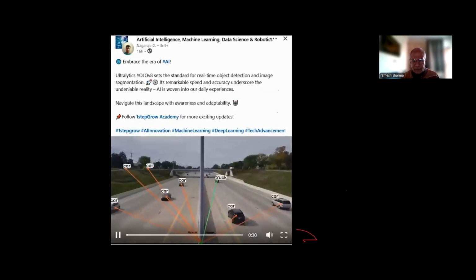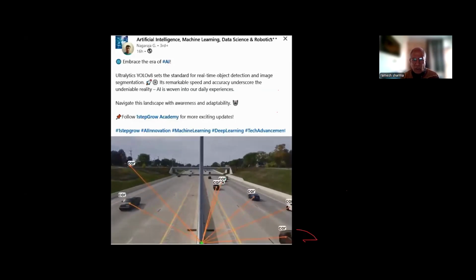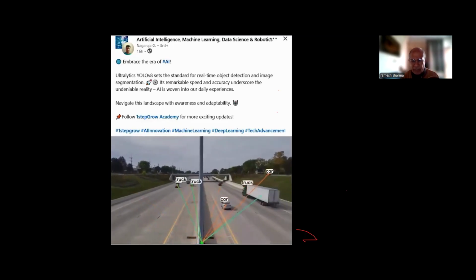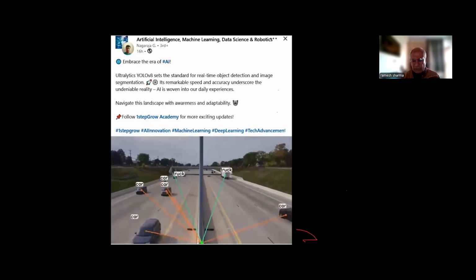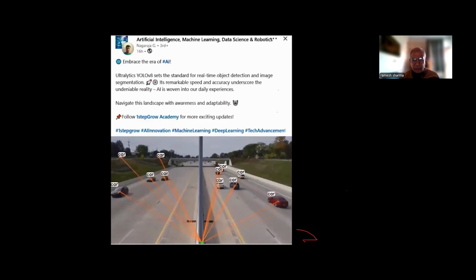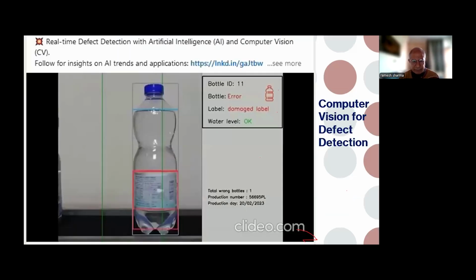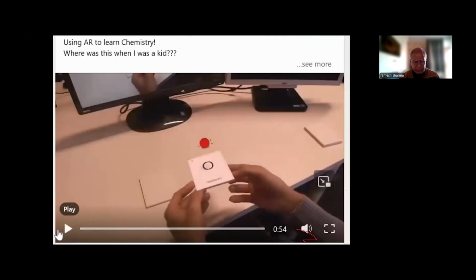This is another real-time application of computer vision, where the camera is identifying whether it is a truck or a car, and like that. So this is an application of artificial intelligence. Not only that, it is being used in sports analytics.